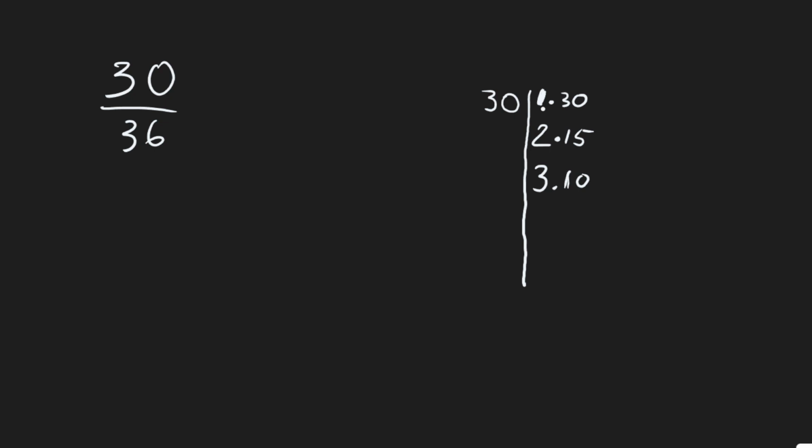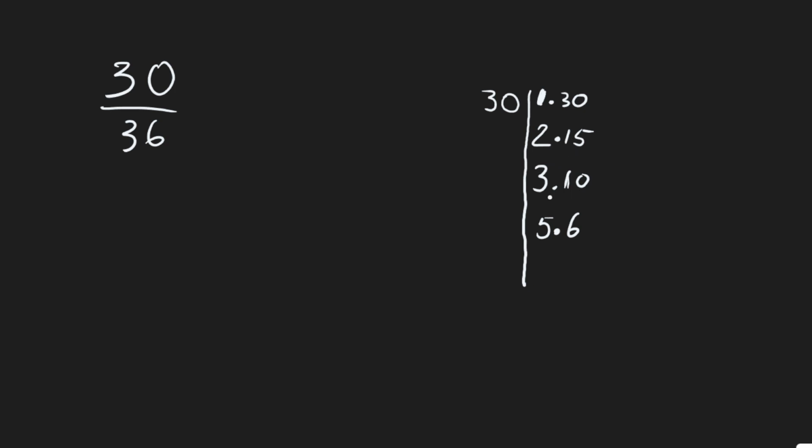Go for 4. 30 is not divisible by 4, so I don't need to use 4. I skip 4 and take 5. 5 times 6 is 30. And these are the factors. The factors come in pairs.